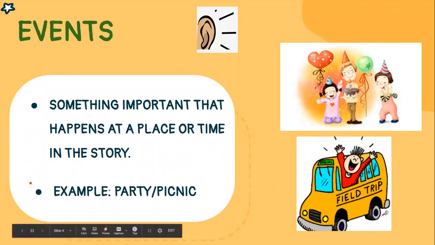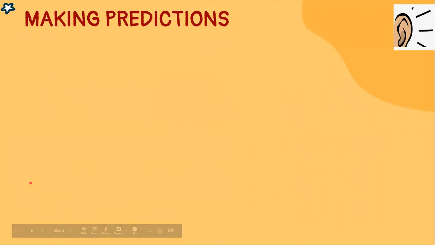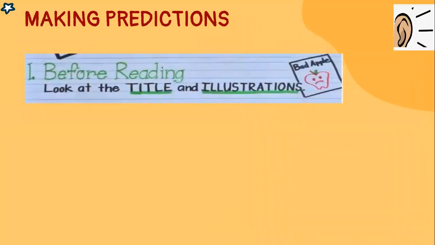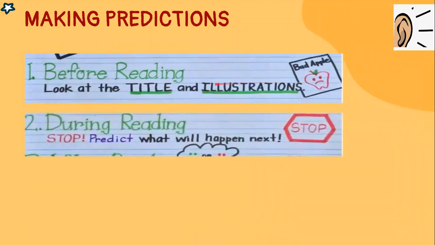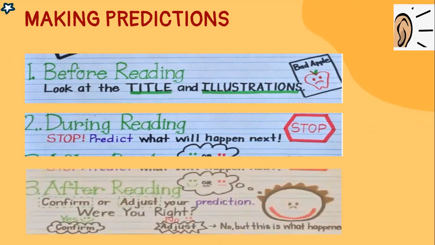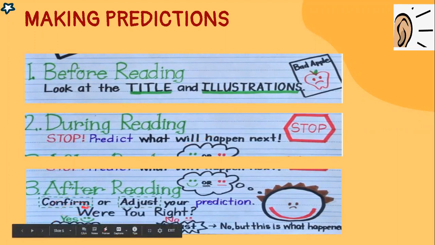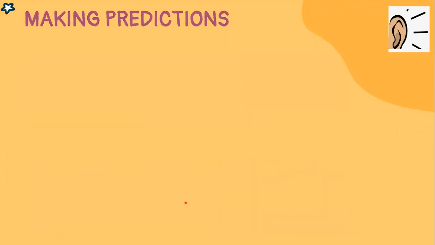Now let us see what making predictions is. We have seen this in the previous classes. Making predictions means taking guesses. What are the three stages in making predictions? Before reading, just by looking at the title and also the images. During reading, we stop after a paragraph or a page and guess what will happen next. After reading, we confirm whether our guess was right. If yes, we confirm. If no, we have to adjust our guess. These are the three things we do while making predictions.